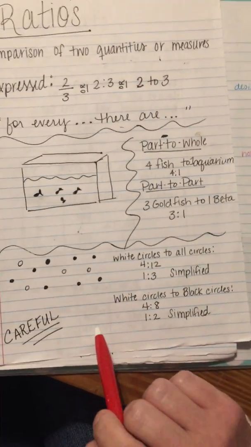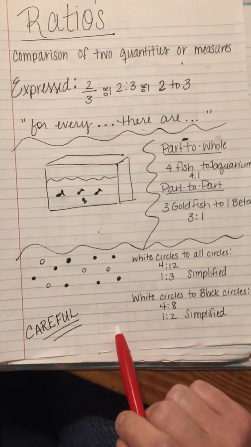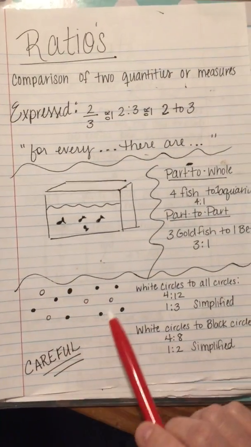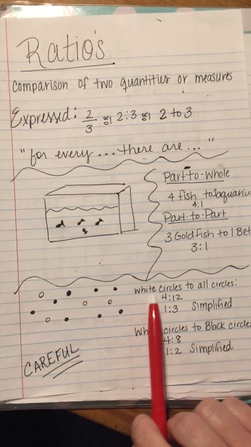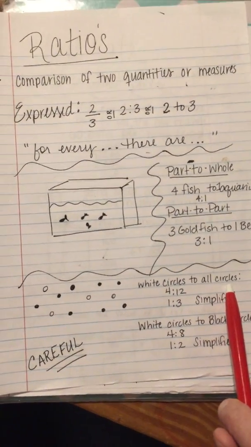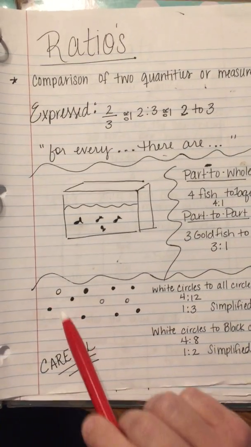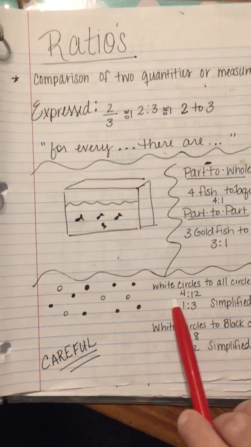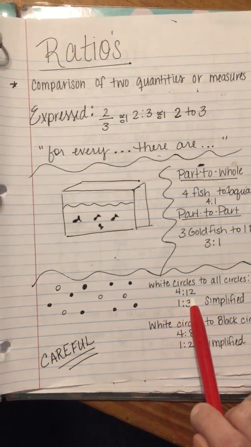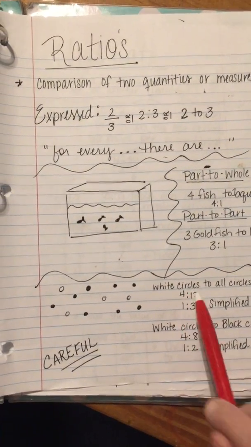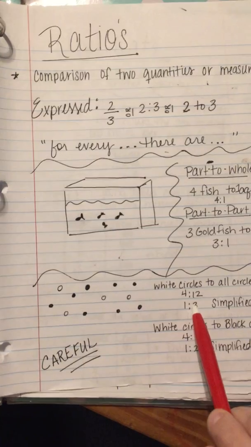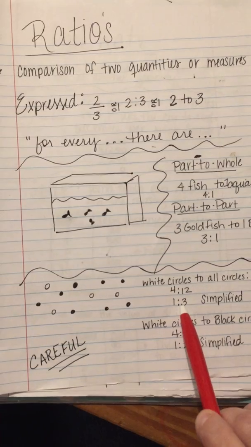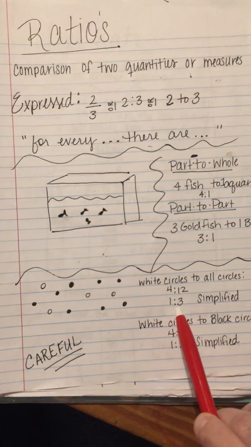So let's look at this example, and this is a good one for showing the differences between part to part and part to whole. Here we have these dots. If we ask what is the ratio of white circles to all circles, we can say there are 12 total, and we can count 1, 2, 3, 4 white circles. So there's 4 to 12, or for every 4 white circles, there are 12 circles in all. But we can simplify that. 4 and 12 can be simplified into 1 to 3. So that's going to be the simplified answer.